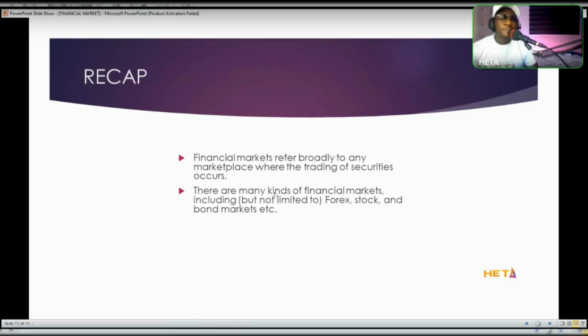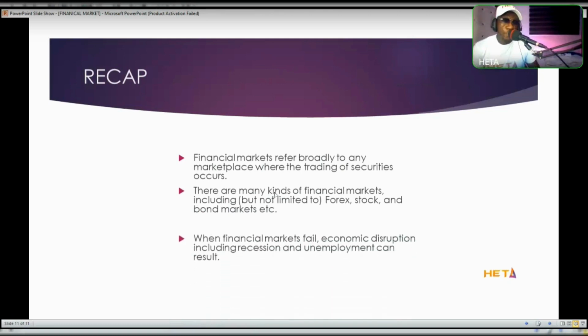Right? And then you have to know and understand that when the financial market fails, economic disruption, including recession and unemployment, can result. If you don't understand it, research, learn about how the financial market affects the economic disruption. It can lead to disaster. Trust me, big time. So I hope you guys were able to understand what the financial market is right now, so that it doesn't seem new to you when you get deeper into the whole trading world and all that, so to say.